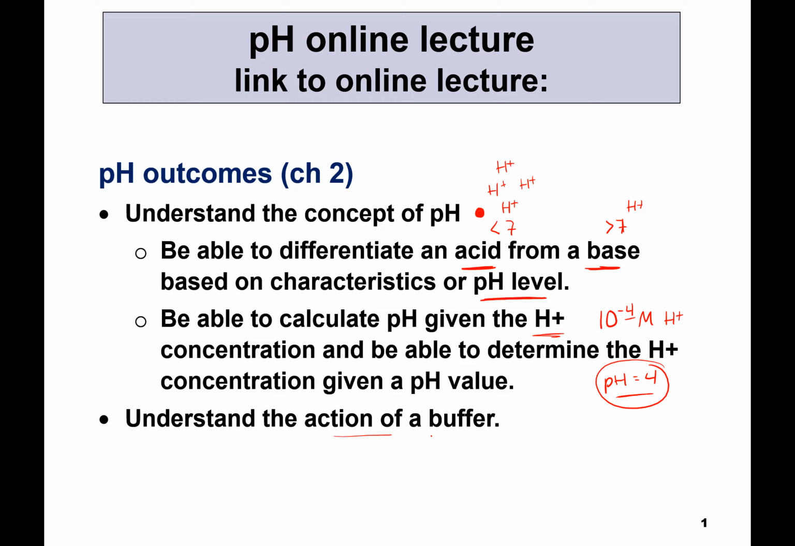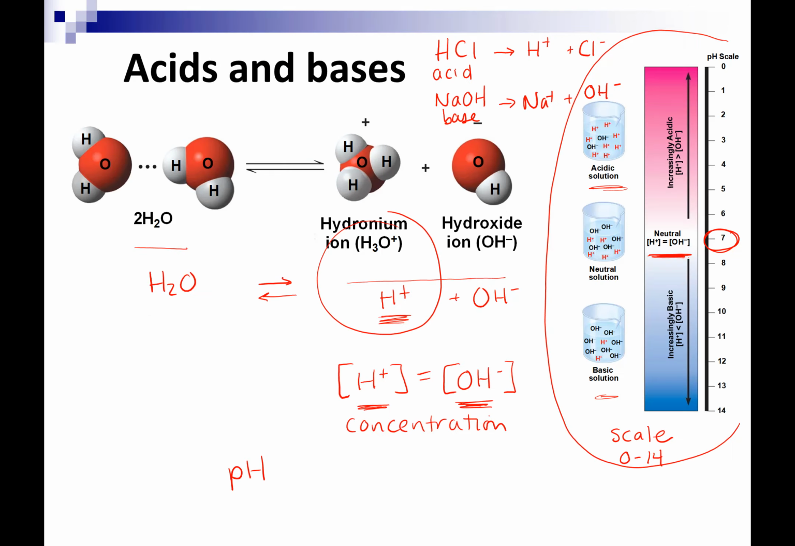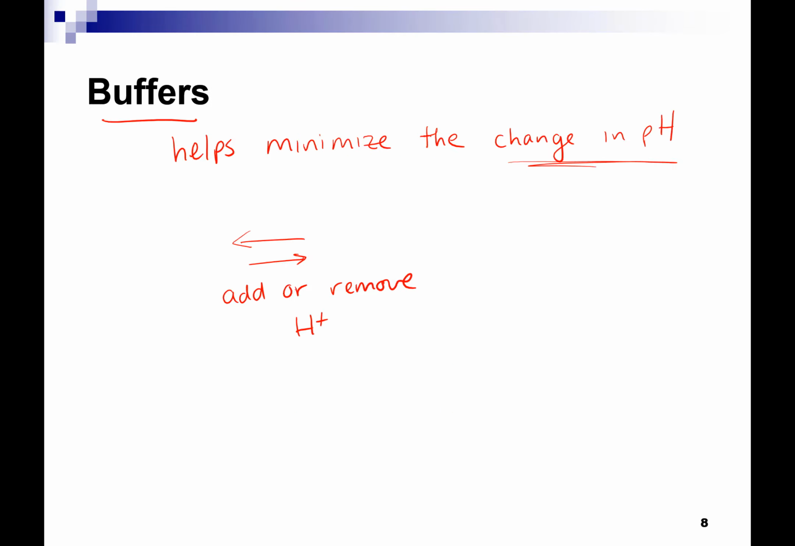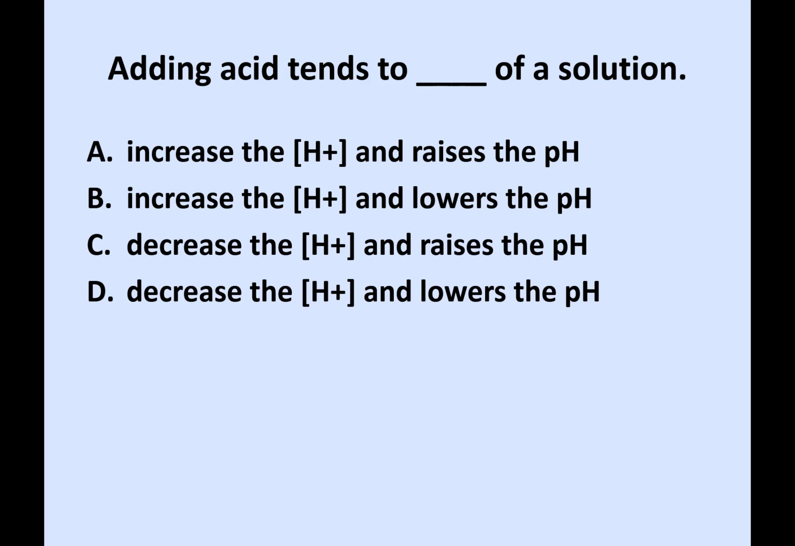And finally, the action of a buffer is just to help maintain that pH. We're not going to do any kind of calculations. I just want you to understand that the whole point is to maintain a pH level of whatever the cell or the blood or other solution needs. Right? Okay, so let's try a couple questions to see if you're getting this.